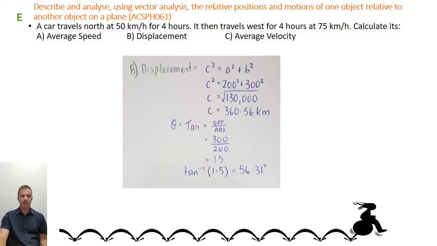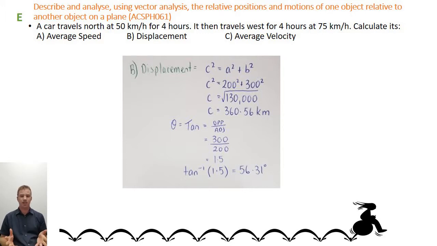Now let's have a look at displacement. Because it's a right angle triangle, we can use Pythagoras' theorem. Now, if you can't use Pythagoras' theorem, the next law that is more commonly used in class is the cosine rule. But in this case, we can use Pythagoras' theorem. So let's have a look at it here. You're just adding 200 squared plus 300 squared, and work out the square root of that answer, and you get 360.56 kilometers. Okay, so we've got now the resultant, or the displacement, on the resultant vector.